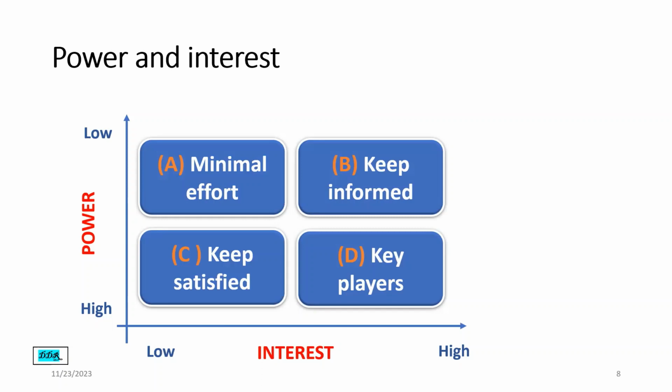And people or groups in category C have high power but less interest. So we put enough work in with these people to keep them satisfied. And people or groups in category D have high power and are highly interested in the project. So we must fully engage with these people, and we apply the greatest effort to satisfy them and manage the project.